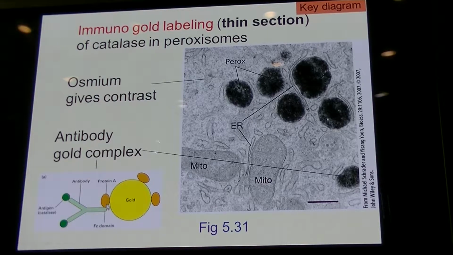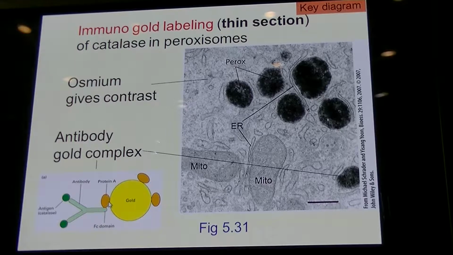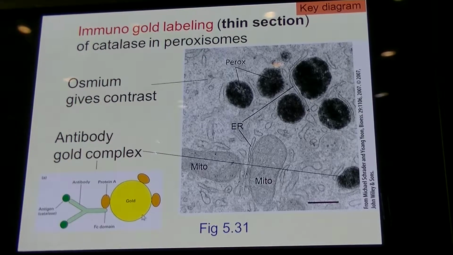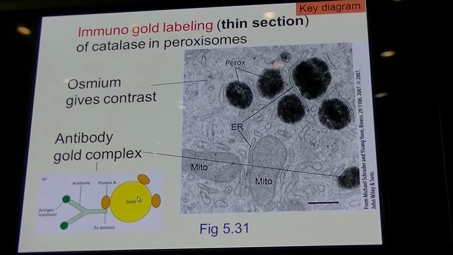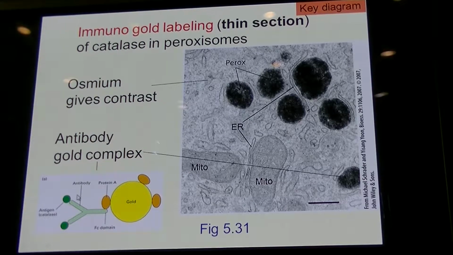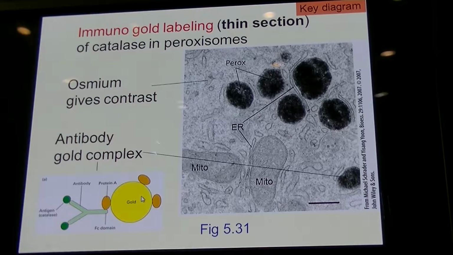We have the antibody bound to another protein, protein A. It's a protein of bacterial origin, and it binds to this general part of antibodies. And we have that protein A attached to a gold particle, a sphere of a very defined diameter. So if we wash this over our thin section, wherever we have catalase, the antibody will bind, and the gold particle will be there at some distance.